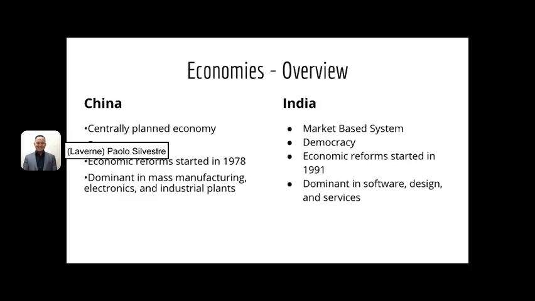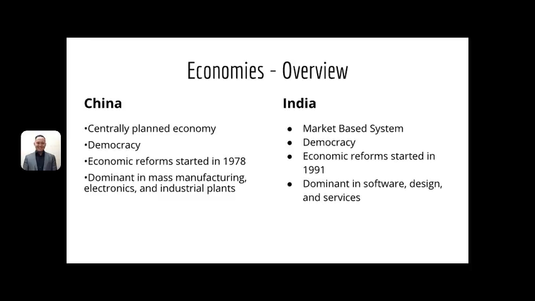Economies of China and India. China has a centrally planned economy and is usually categorized as a particular variant of socialism. India has a market-based economy just like the one we have here in the US. Both India and China became a democracy.